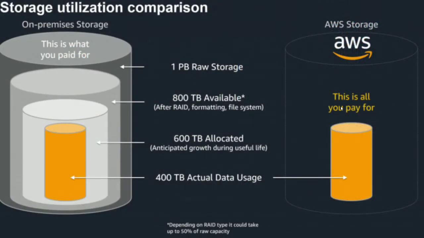Let us compare on-premise storage and AWS storage. In on-premise storage, I have to pay for the entire hard disk, even though I have used only 400 terabytes of it. But in AWS, I only pay for the 400 terabytes I have used.